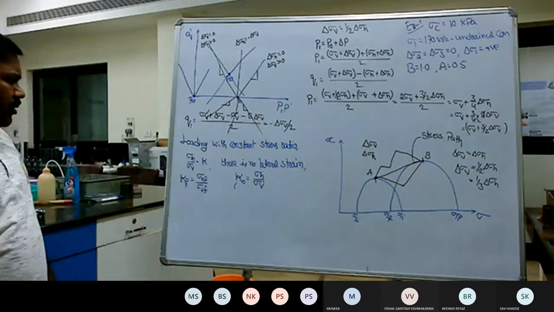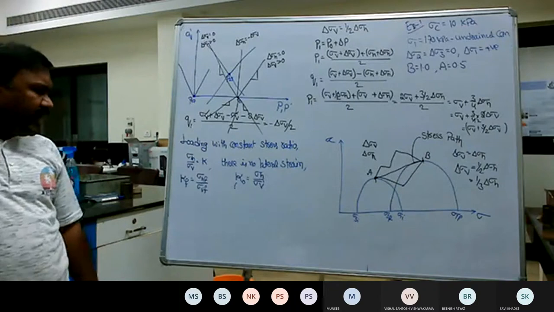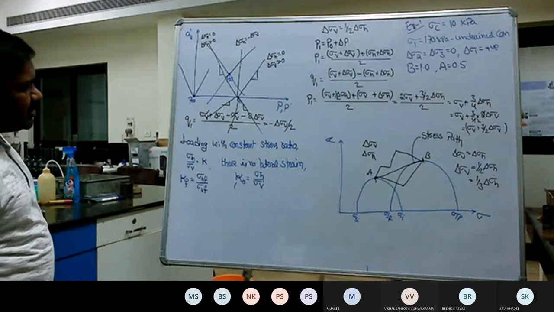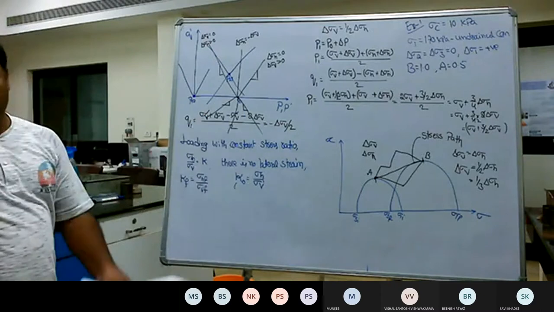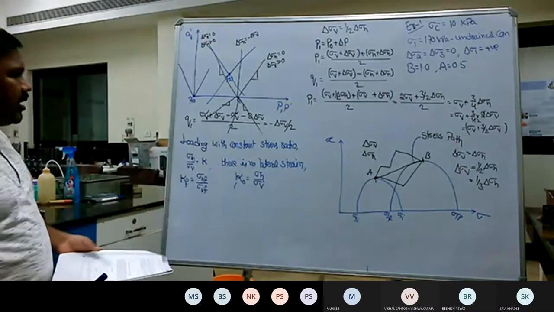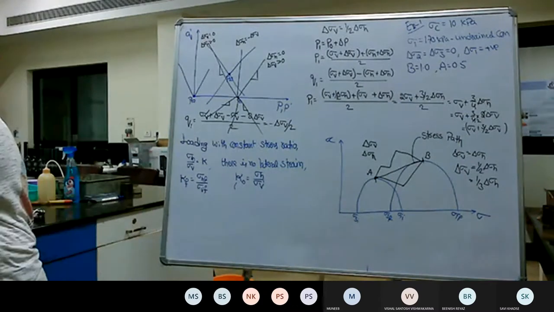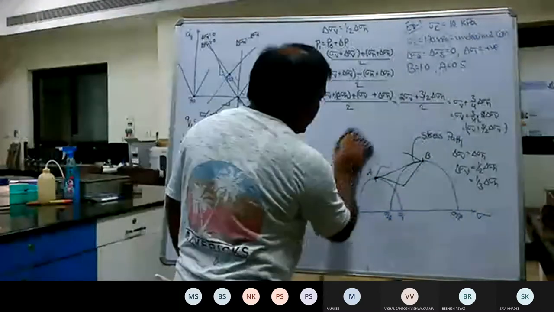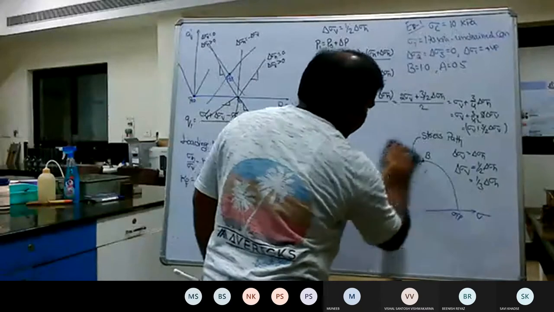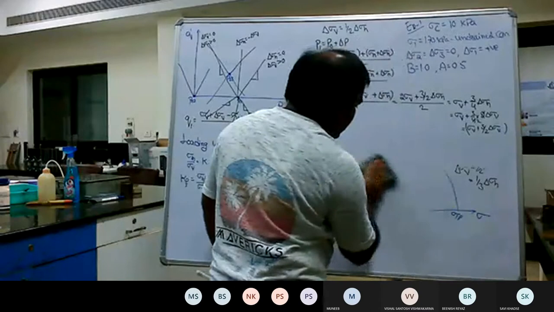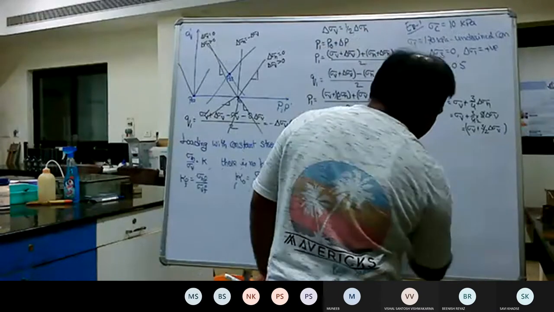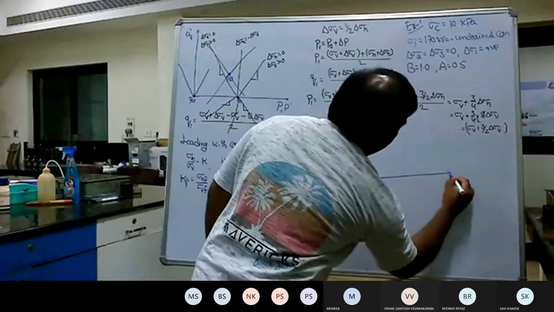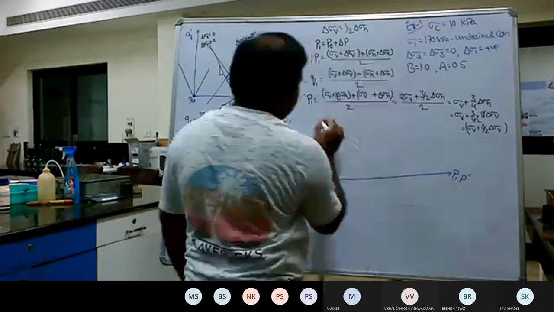Okay, so there are some other relationships available, you can refer to any of the books. In some books, the correlations and the stress paths are represented in the form of earth pressure. So when you superimpose these KF lines on the P dash Q dash curve, how do you represent this? So this is P dash and this is Q dash.